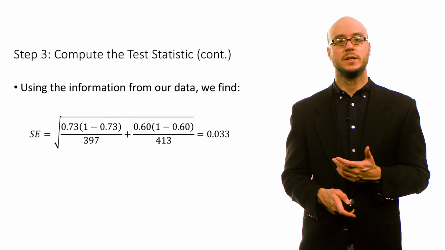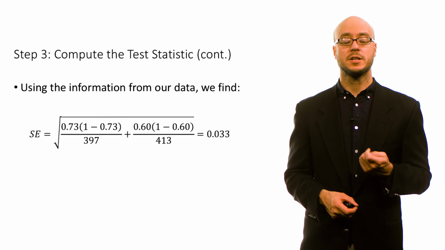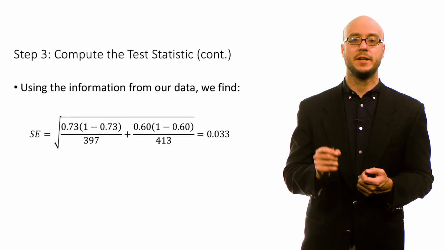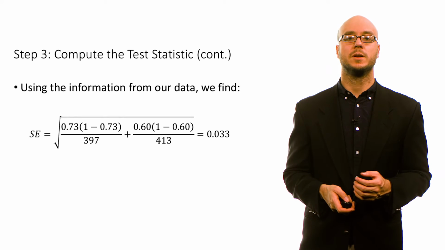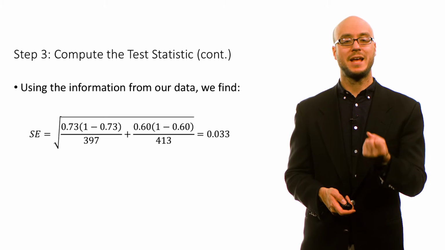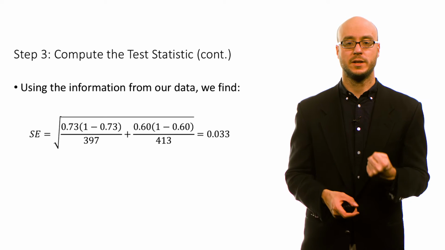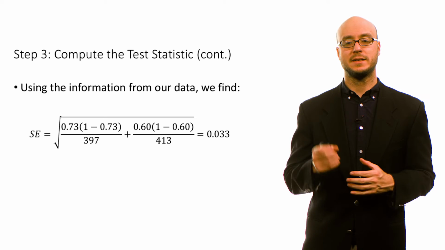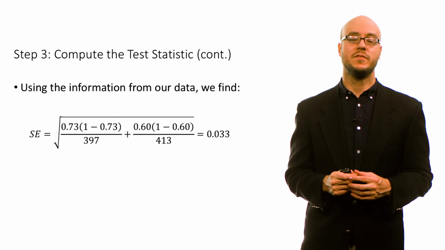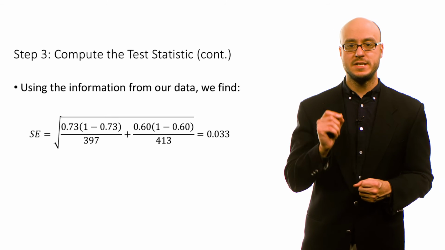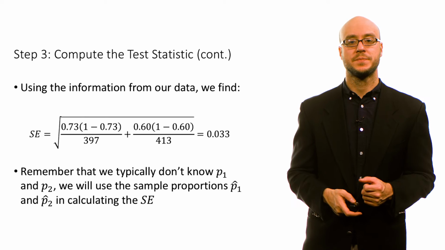Then we can calculate the standard error using p hat 1 and p hat 2 as estimates for P1 and P2 in the population, and we obtain a standard error of 0.033. That is the expected standard deviation of the sampling distribution for the difference in sample proportions.